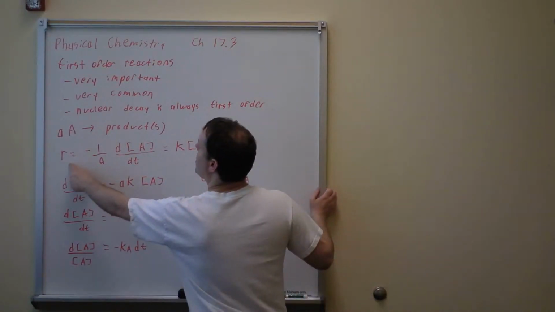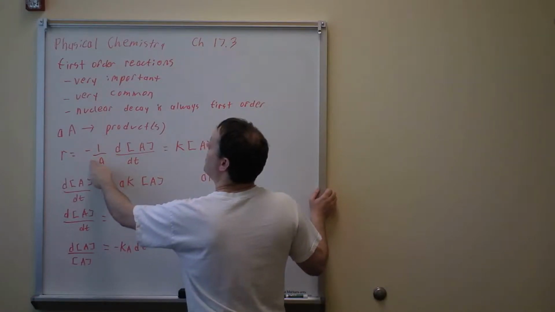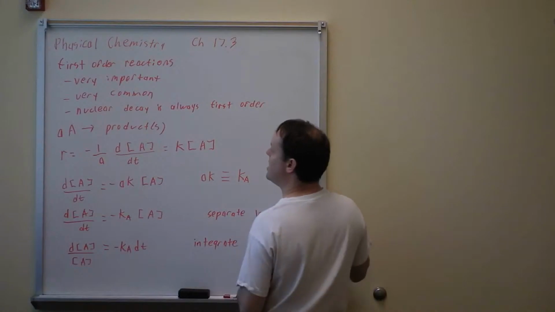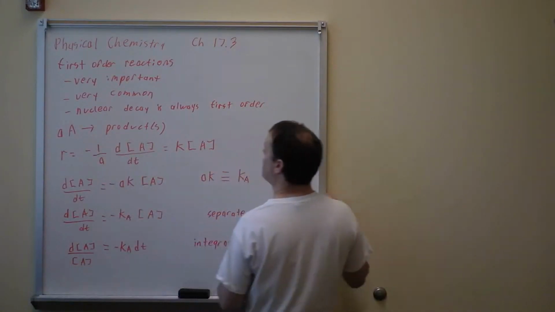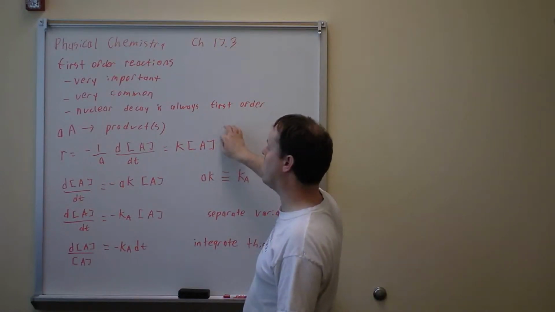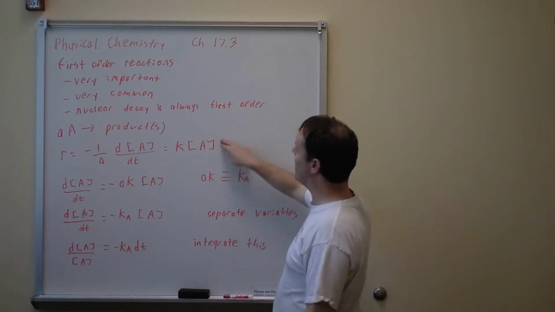Now, remember, we showed from before, the rate of reaction R is equal to minus 1 over a times the differential of the concentration of A with respect to t. And it's minus because A is a reactant. And since it's first order, we've got k times the concentration of A to the 1. Obviously, you can leave the 1 off. Now we want to integrate this.